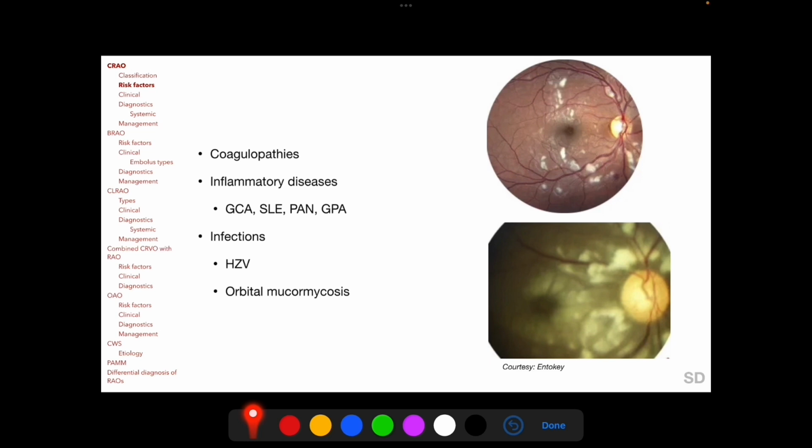Systemic risk factors for CRAO also include coagulopathies, with this photograph showing a patient with thrombotic thrombocytopenic purpura, inflammatory diseases such as giant cell arteritis, systemic lupus erythematosus, as seen here in this clinical photograph, polyarteritis nodosa, and granulomatosis with polyangiitis, and infections such as zoster ophthalmicus and orbital mucormycosis.